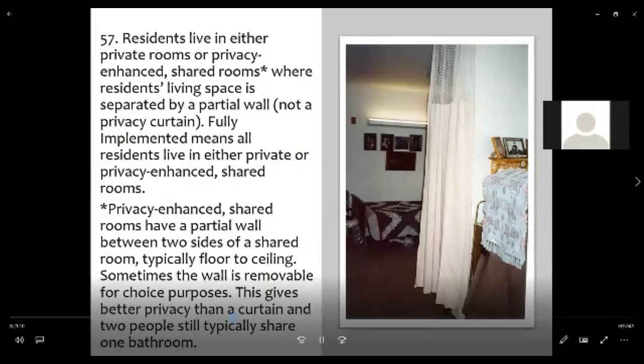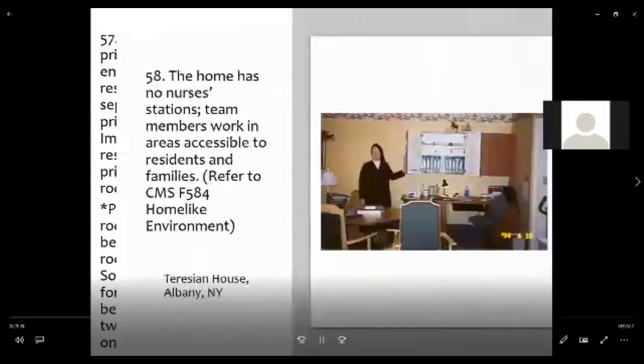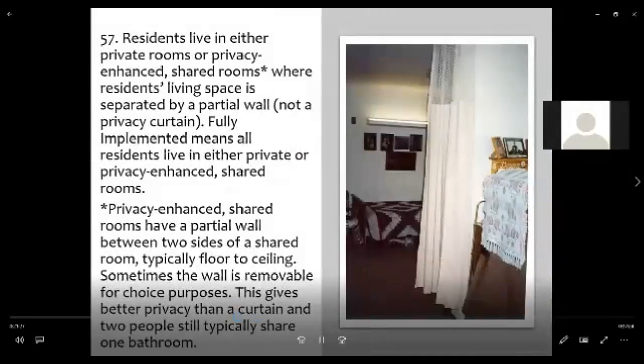So here's a great picture. There still is the curtain to keep separating the two people if necessary, but you see the wall, and that was built into an existing nursing home. I do have other pictures if anyone ever wants to see them. And they are done in a typical nursing home room where there's only one window, and they have built these walls in between. Some homes have made the wall removable. So if someone wants it, great. If they don't, if a couple wants to share the room, great.